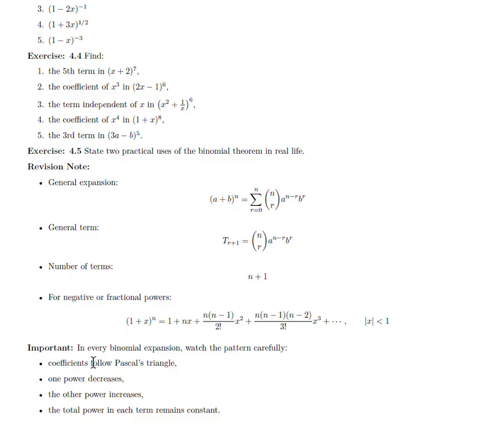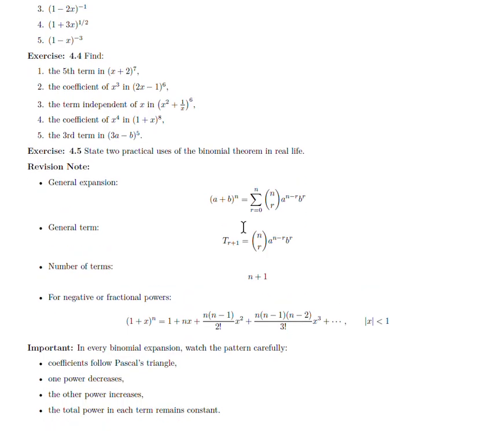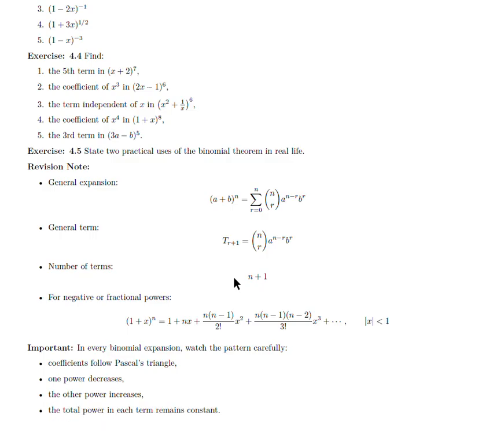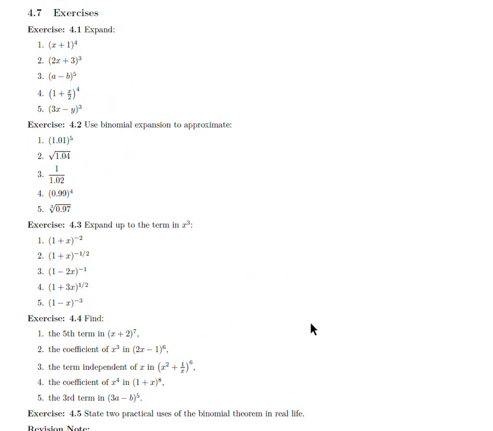And in every binomial expansion, watch the pattern carefully. Coefficients follow Pascal's triangle. One power decreases while the other power increases, and the total power in each term remains constant. Thank you. You can go through the exercises, of course.